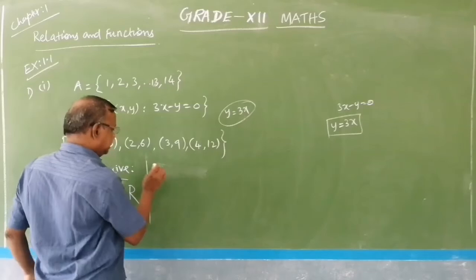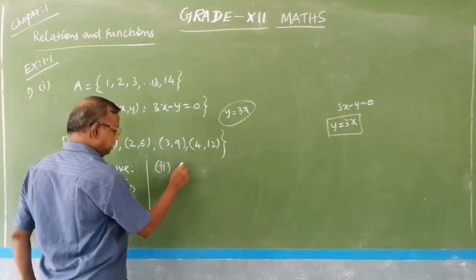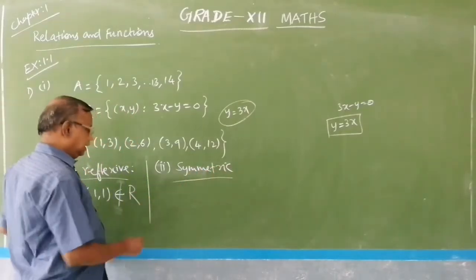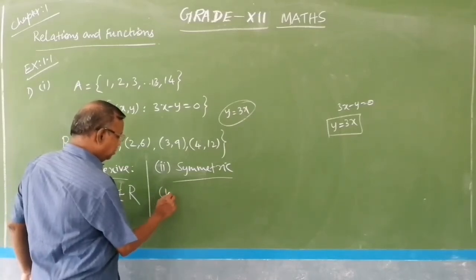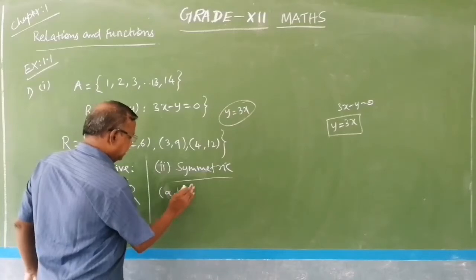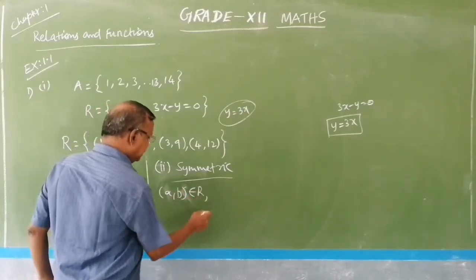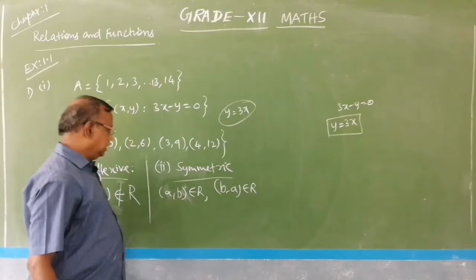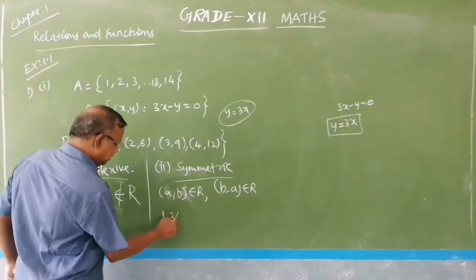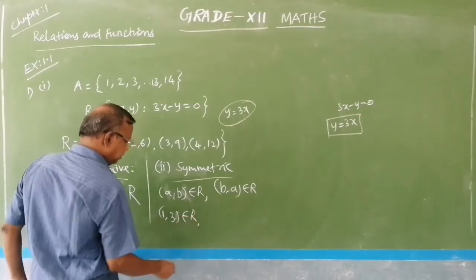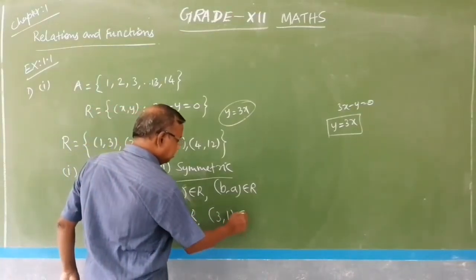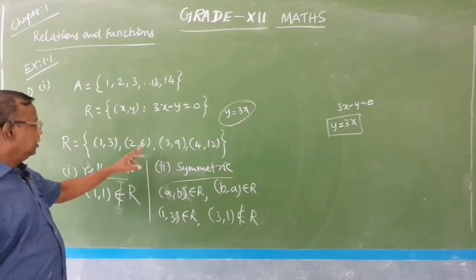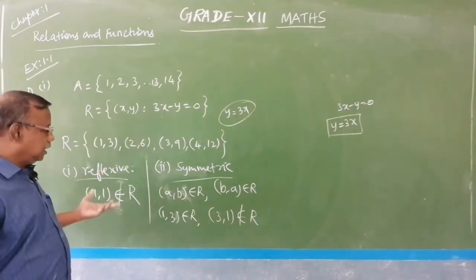And next, second one is symmetric. Here the symmetric condition: if a comma b belongs to R, then there should exist an element b comma a in R. Here 1 comma 3 is an element of R, but 3 comma 1 does not belong to R. Similarly 2 comma 6 is present here, but 6 comma 2 is not an element of R, therefore it is not symmetric.